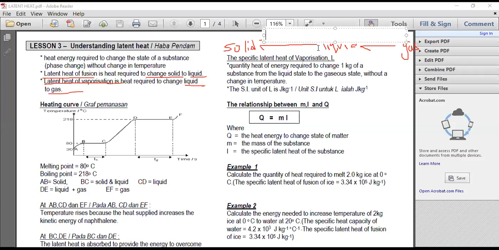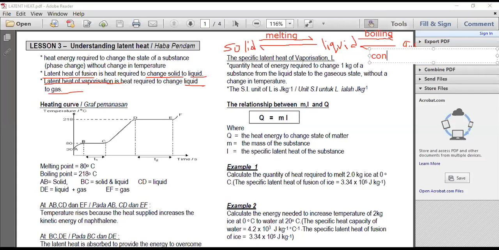Solid to liquid is your melting process. Liquid to gas is boiling. Gas back to liquid is condensation. Then liquid back to solid is solidification, or freezing. So all these four processes involve the concept of latent heat.